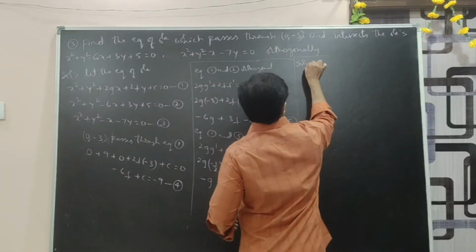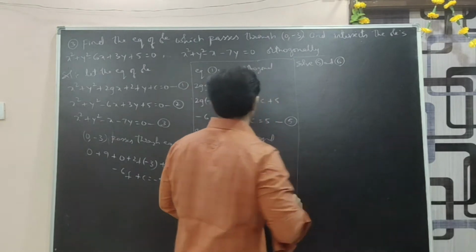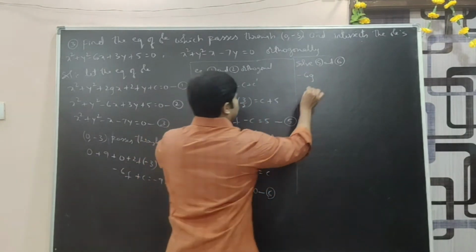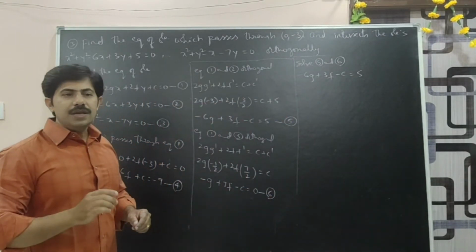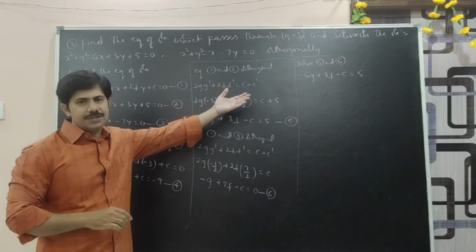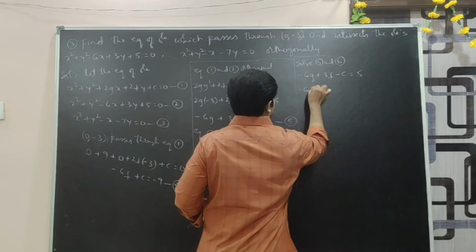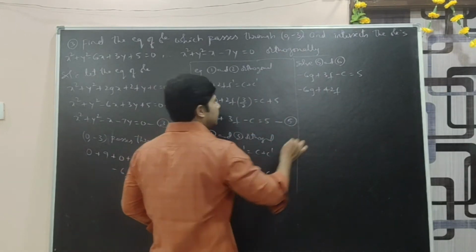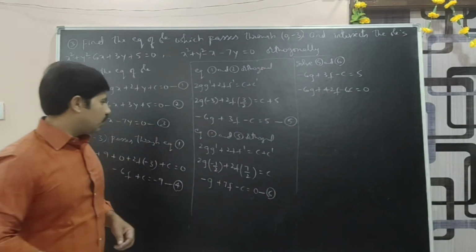So now, we are solving equation 5 and 6. Equation 5 is minus 6g plus 3f minus c is equal to 5. Equation 6, I'll multiply with 6. The reason is we have to eliminate g. As we don't have the g term in equation 4, I'm multiplying the 6th equation with 6. So we get minus 6g, 6 sevens are 42f and minus 6c is equal to 0.